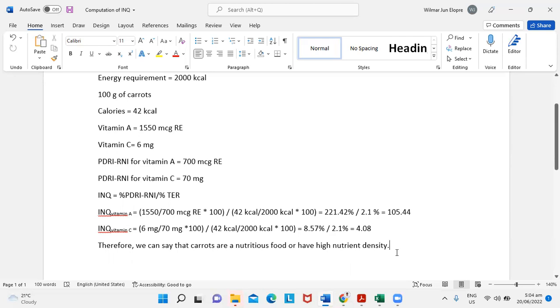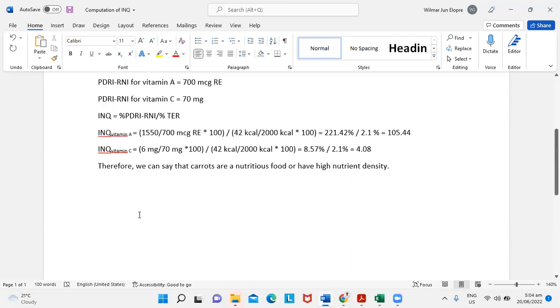Let's take another example na para mas masabtan nato. Let's say bacon. Since mao man na ato ang set nga example last time, no? So bacon.